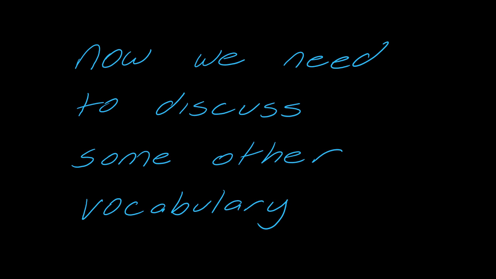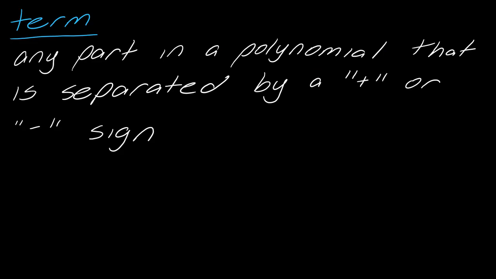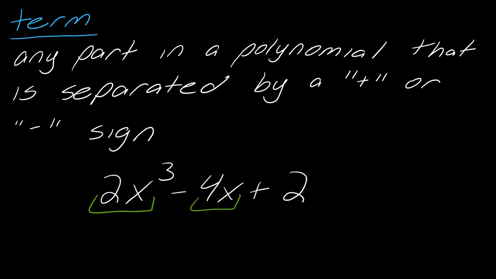So now we need to discuss some other vocabulary, and I'm going to show you what it all means as we go through it. The first thing we're going to talk about is what is a term, and this is any part in a polynomial that is separated by the plus or the minus sign. I'm going to use this polynomial to explain this to you. This polynomial here would have 3 terms. It's anything separated by a plus or minus sign. You can see that separation. So these would be the 3 terms.